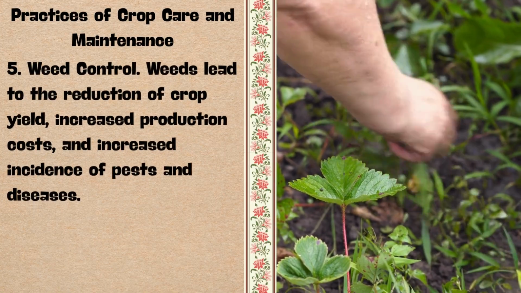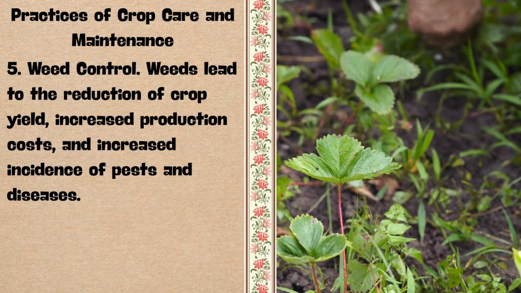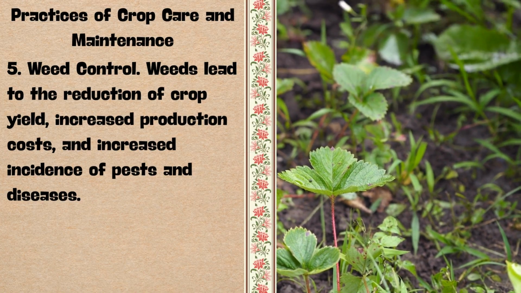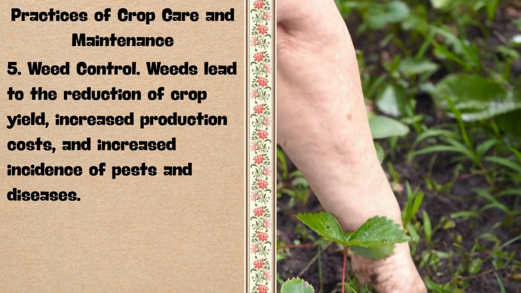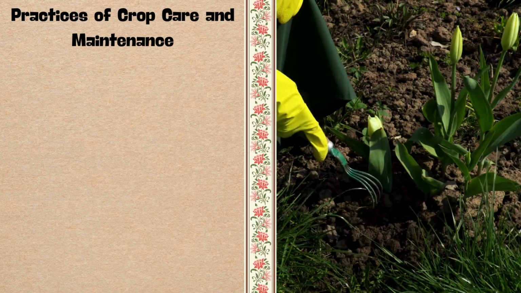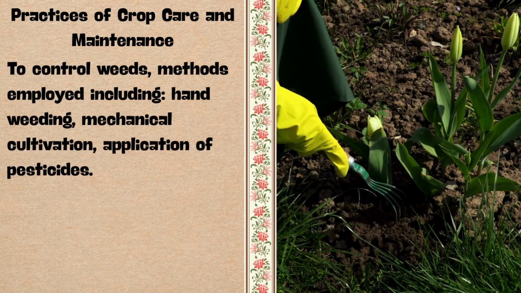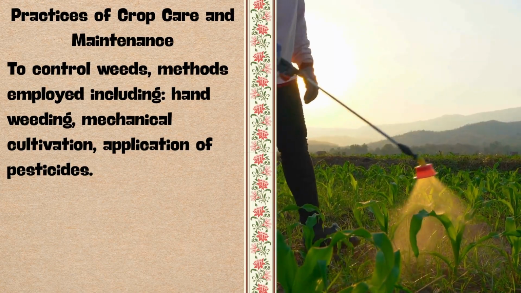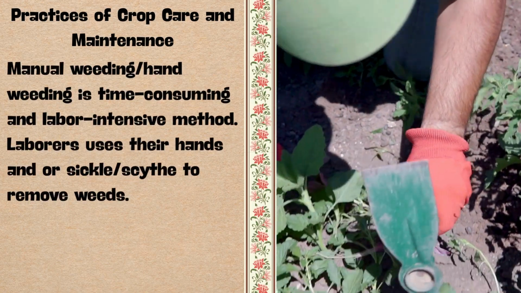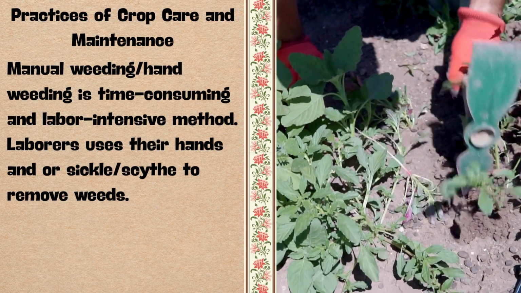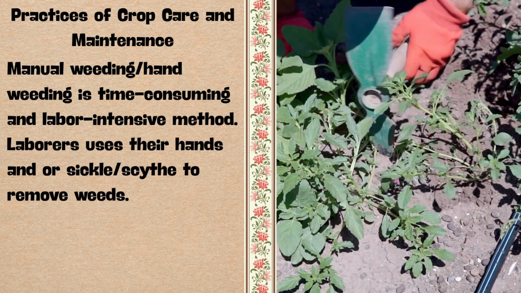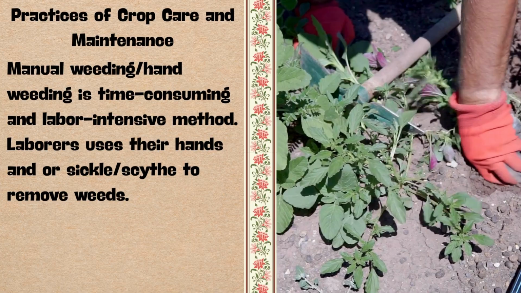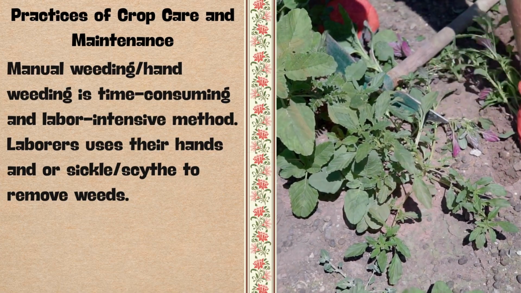5. Weed control. Weeds lead to the reduction of crop yield, increased production costs, and increased incidence of pests and diseases. To control weeds, methods employed include hand weeding, mechanical cultivation, and application of pesticides. Manual weeding, or hand weeding, is a time-consuming and labor-intensive method. Laborers use their hands and/or sickle, scythe to remove weeds.